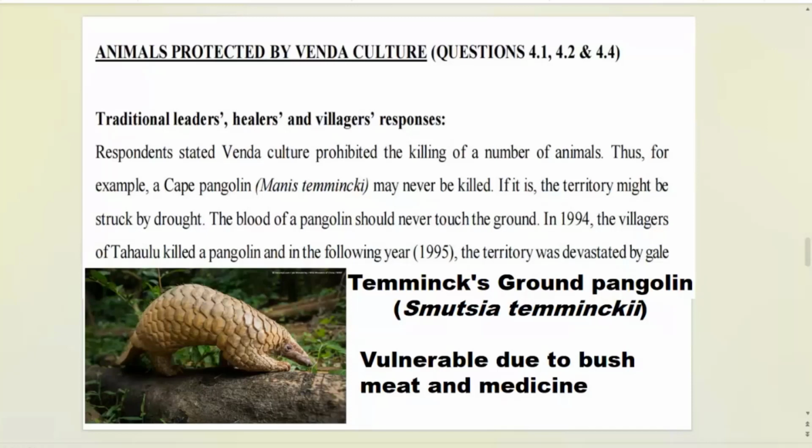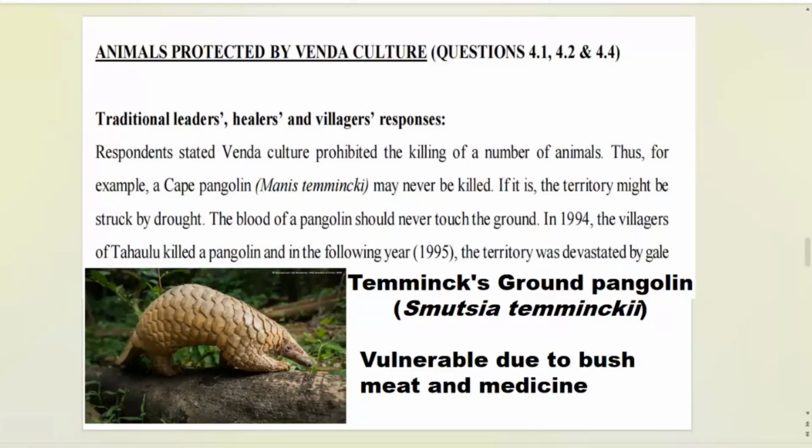If it is killed, the territory might be struck by drought. The blood of a pangolin should never touch the ground. In 1994, some of the respondents said this. In 1994, the villagers of Chauru, sorry, not Tahauru, it is Chauru, killed a pangolin, and in the following year, the territory was devastated by the gale. There was gale wind, like a tornado, that affected the area, because we believe the blood must not touch the ground.